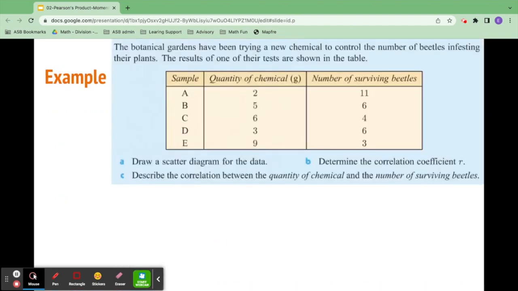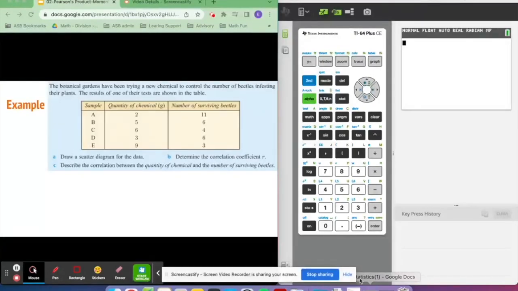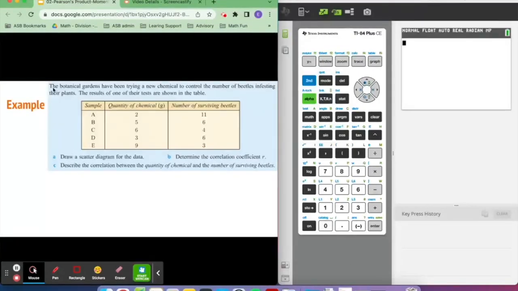Okay, now it's time to get your calculators out. So pause the video, go get your calculator. Our first example is the botanical gardens have been trying a new chemical to control the number of beetles infesting their plants. The result of one of their tests are shown in the table. So we have 5 samples. We have the quantity of chemicals used and the number of surviving beetles.